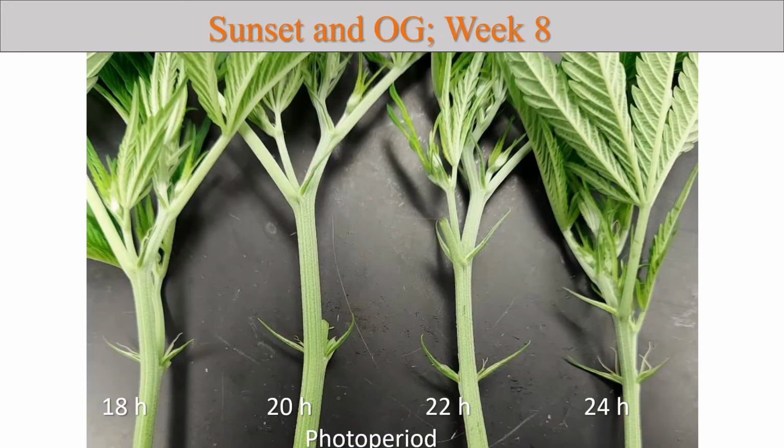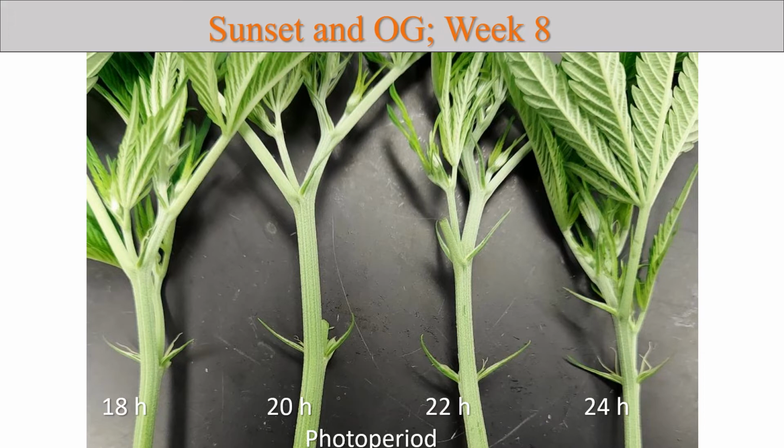Now, jumping back to one of the first questions we had in this experiment: could we prevent solitary flowers by providing a long enough photoperiod? And what we're looking at in this photo is Sunset with the 18, 20, 22, and 24-hour photoperiods, but also OG responded exactly the same. So really this photo is the same for both cultivars.